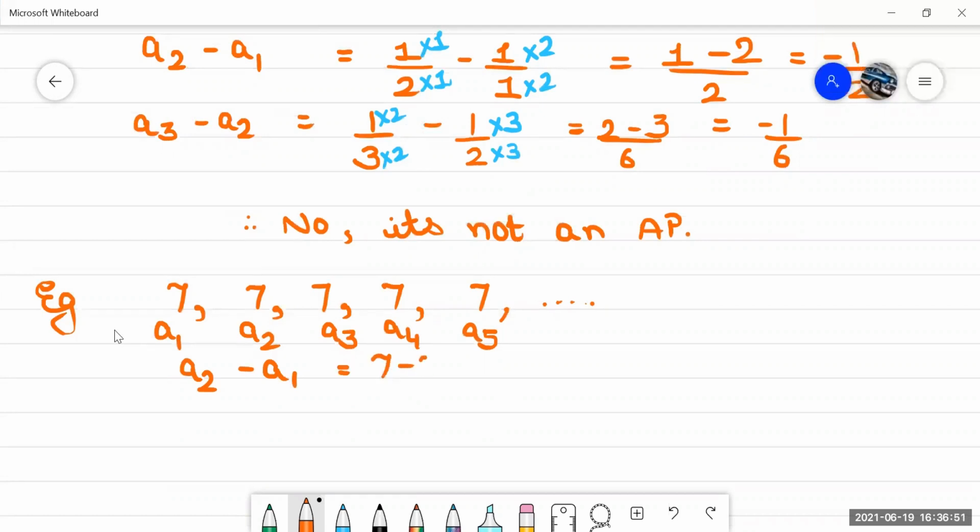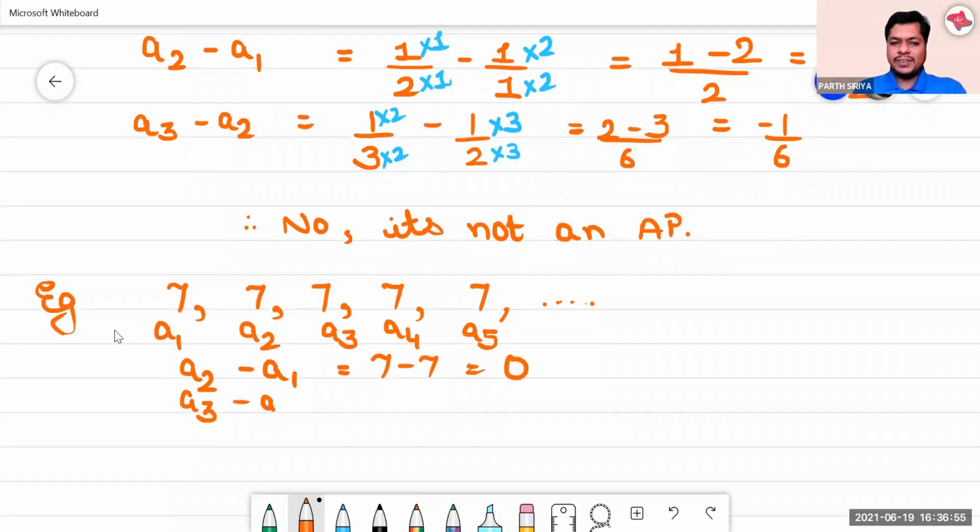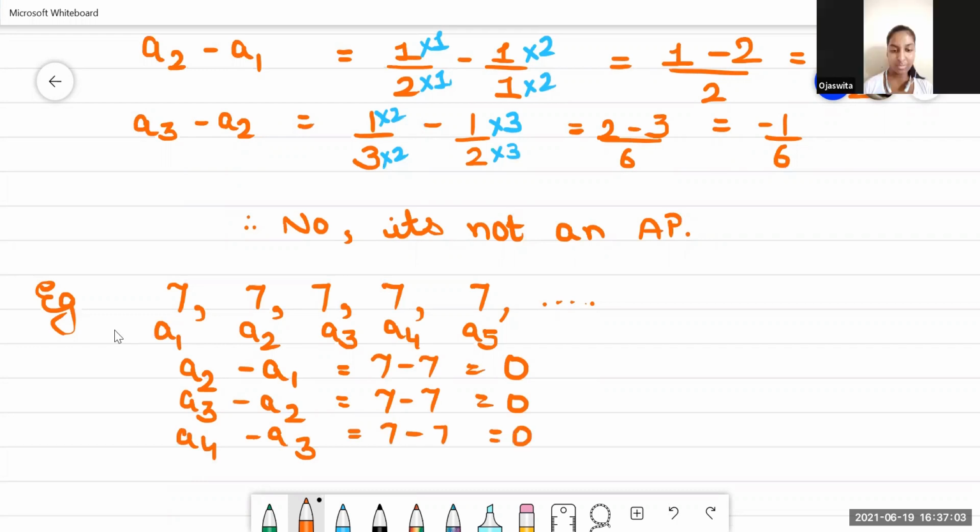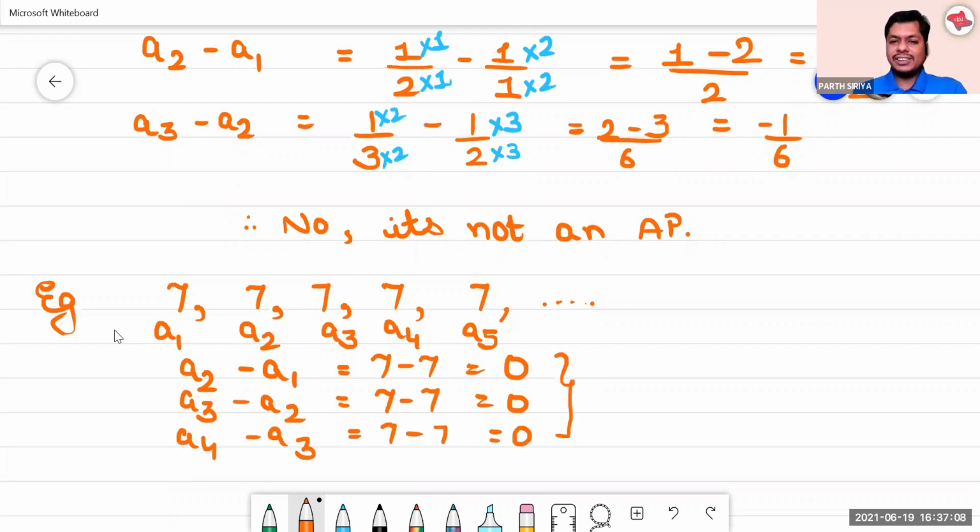What would be the difference of A2 and A1? 7 minus 7. Sir, 0. Perfect. What about A3 and A2? That's also 0. What about A4 and A3? That's also 0. So the same answer you're getting, that means it is an AP. Therefore, yes, it's an AP. So both of you were correct. Right. So it's very easy to find out whether a sequence is an AP or not. Correct?